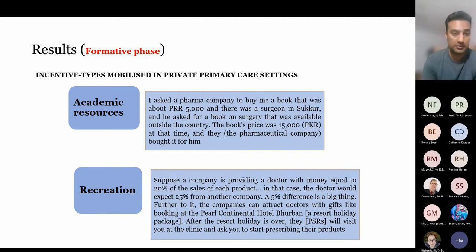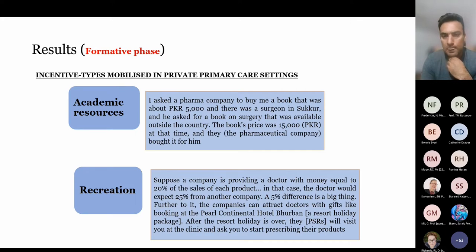So pharmaceutical companies also gave GPs academic resources like books, journal subscriptions, and also sponsoring academic conferences, which could be held locally or internationally, and also, of course, recreation, funding them to take their families to some sort of resort and have some good time.